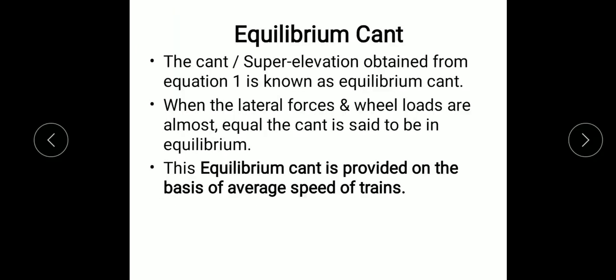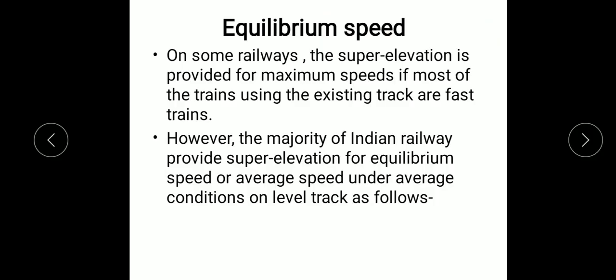Equilibrium cant is nothing but the super elevation or cant which is obtained from equation 1, and when the lateral forces and wheel loads are almost equal, the cant is said to be in equilibrium. Therefore this equilibrium cant is provided on the basis of an average speed of trains. Now equilibrium speed: on some railways the super elevation is provided for maximum speed if most of the trains using the existing track are fast trains. So for fast trains the super elevation is provided for maximum speed.